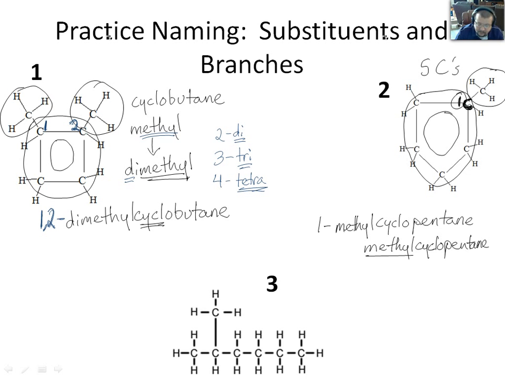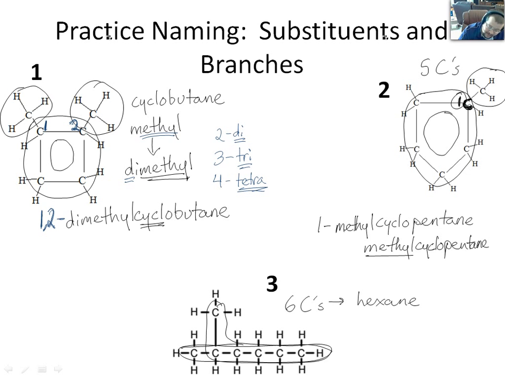Alright, now the parent chain that I see could either go like this, or could go straight across. Either way, we've got 6 carbons in the group. Good job if you selected either one of those parent chains. So 6 carbons is going to make this hexane. We're leaving off cyclo because we no longer have a ring structure, we just have a straight chain structure.